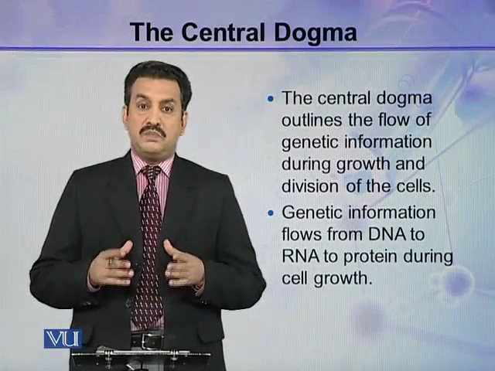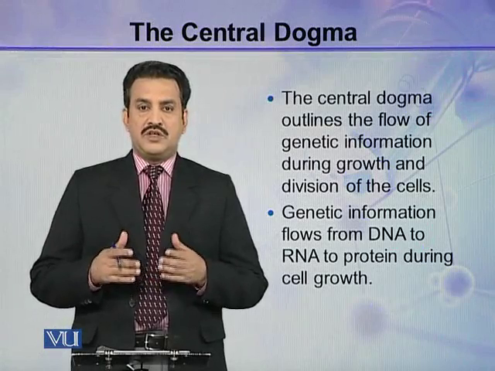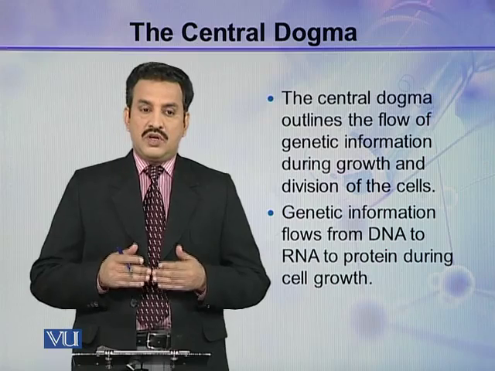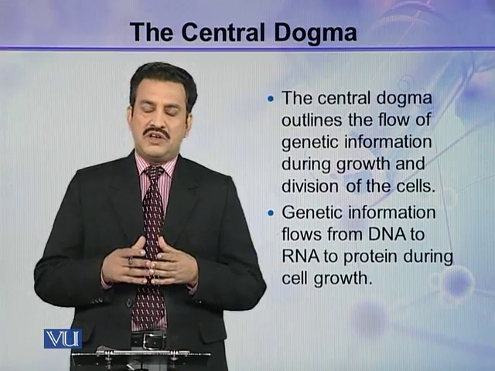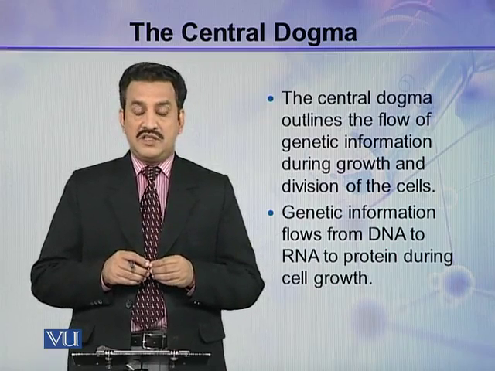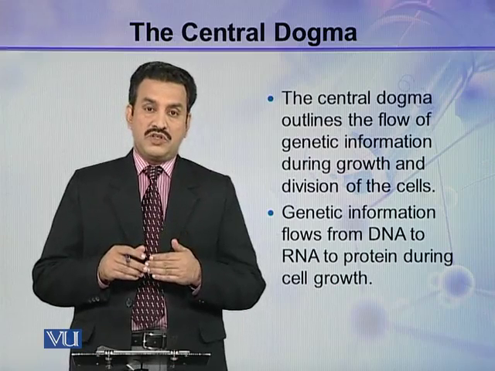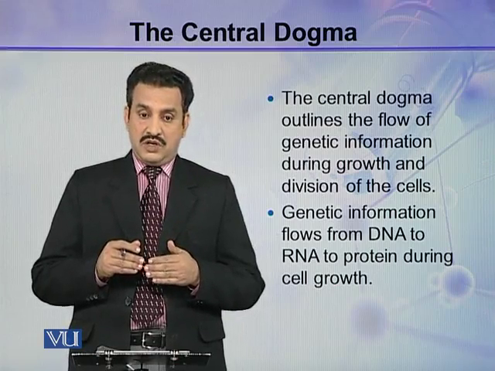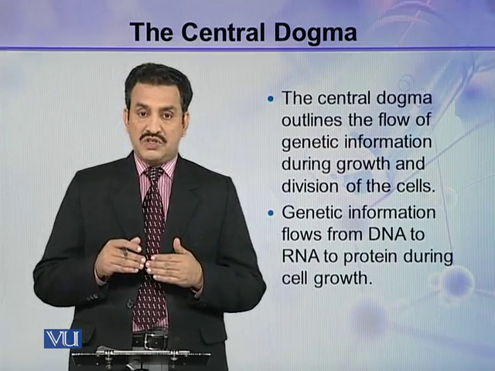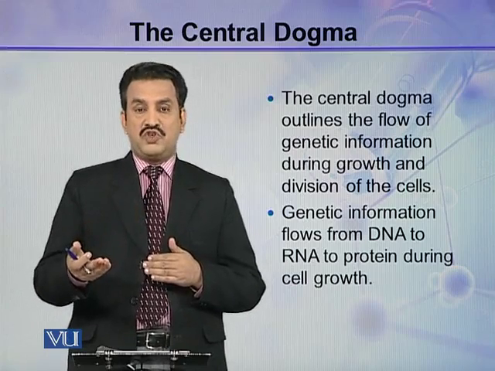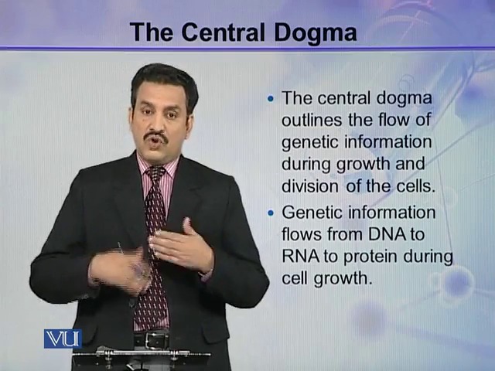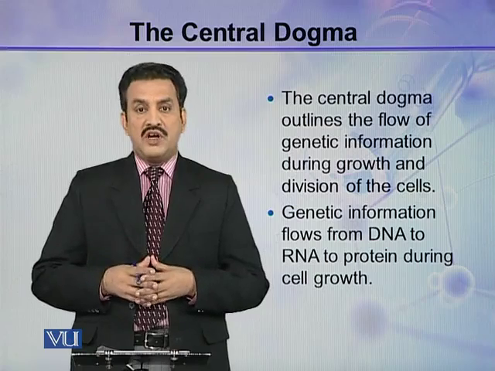So as you know, the main function of DNA is the storage and transmission of genetic information. A lot of hereditary information is stored in the DNA molecule, and then this information is transmitted to the next generation, as well as to the cell's metabolic machinery for the synthesis of proteins. So how does this transmission of information take place?